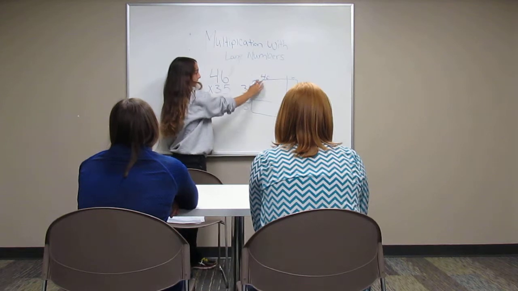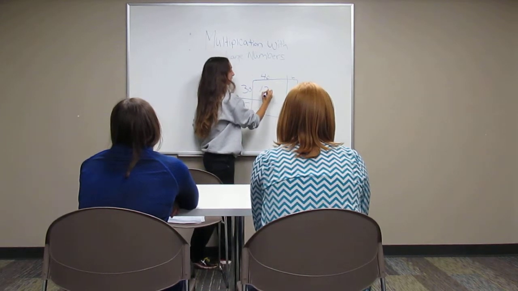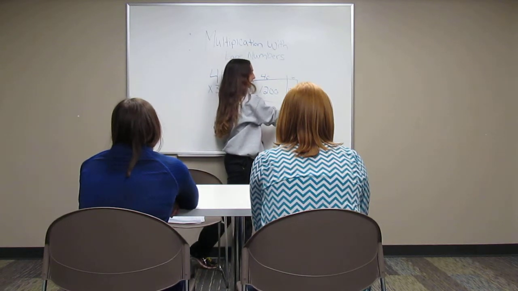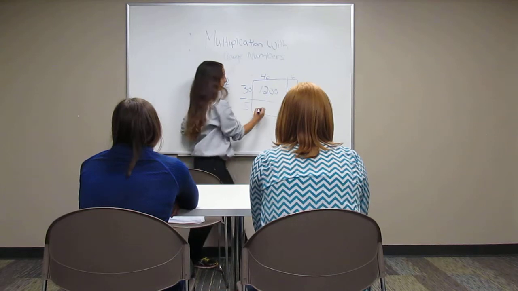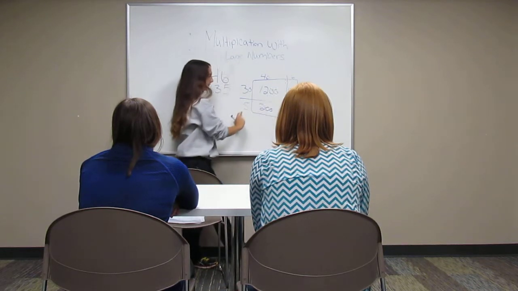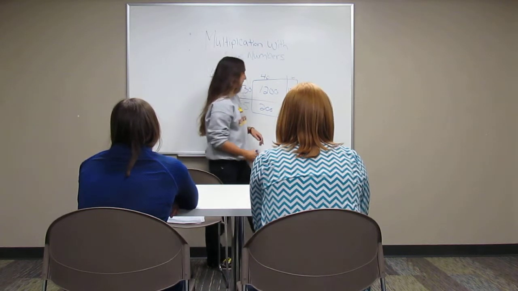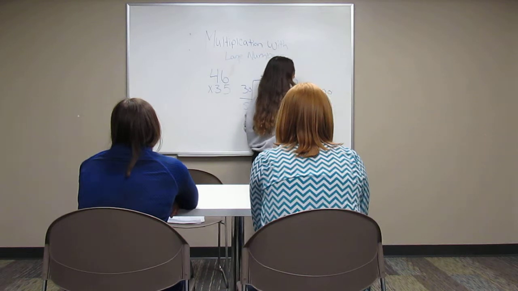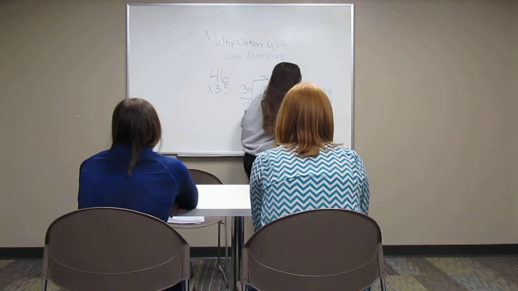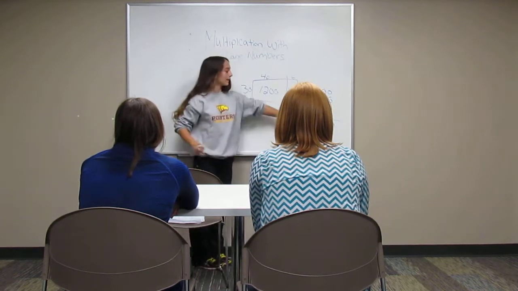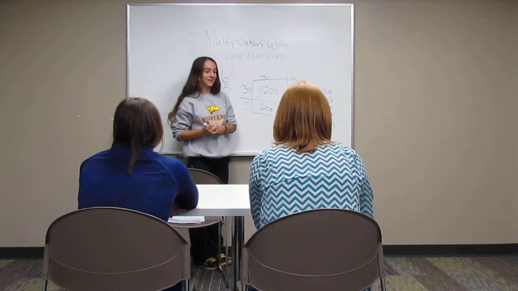So now we're going to take the 40 times the 30, which is 1,200, the 30 times the 6, which is 180, the 5 times the 40, which is 200, and then the 5 times the 6, which is 30. So now we're going to add these all up again. So 1,200, 180, 200, and 30. Okay, and then we got the right answer of 1,610.